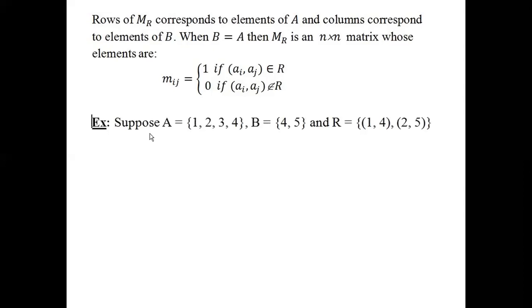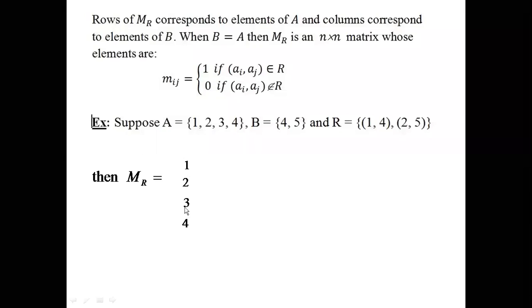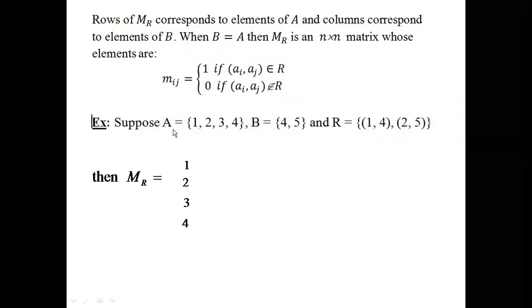Let us take an example. Suppose A equals {1, 2, 3, 4}, B equals {4, 5}, and the relation R is equal to {(1, 4), (2, 5)}. So I have taken two sets, and I am trying to write down the matrix relation from A to B. A is taken as the elements 1, 2, 3, 4 and the set B is taken as 4, 5. Relation R is defined with the ordered pairs (1, 4), (2, 5). Then the matrix relation can be represented as follows: along the rows we take 1, 2, 3, 4, that is the elements of set A, and along the columns we take the elements of set B, here 4 and 5. Then the matrix relation is of this form.